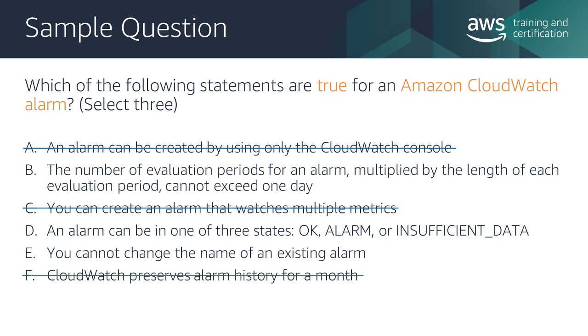Option B, the number of evaluation periods for an alarm multiplied by the length cannot exceed 1 day. Sure. Option D, an alarm can be in 3 states. Okay, alarm or insufficient data, absolutely. And E, you cannot change the name of an existing alarm. Right now, that happens to be true. So if you want to have a different named alarm, you simply create a new alarm pointing to the same data.